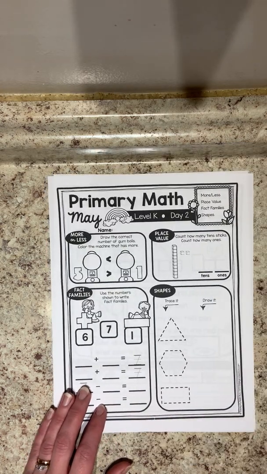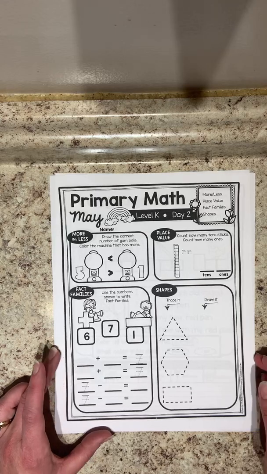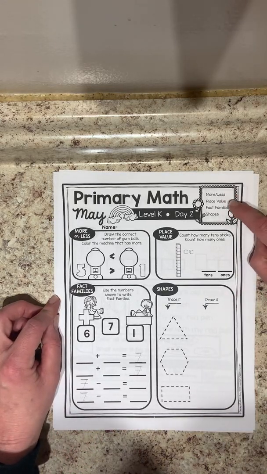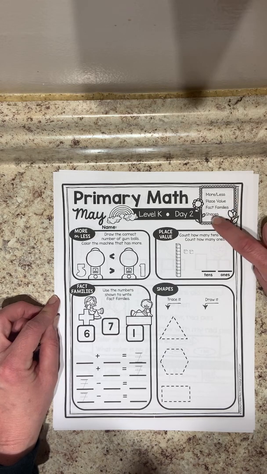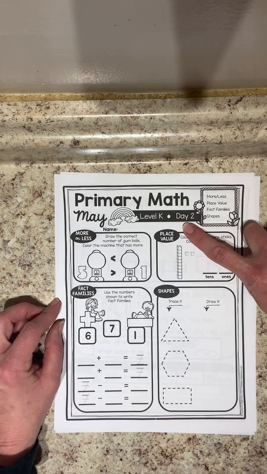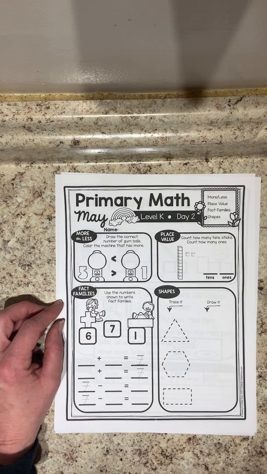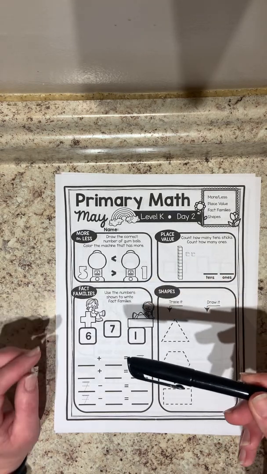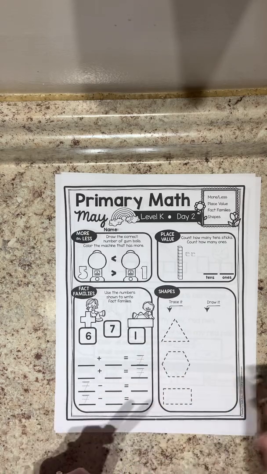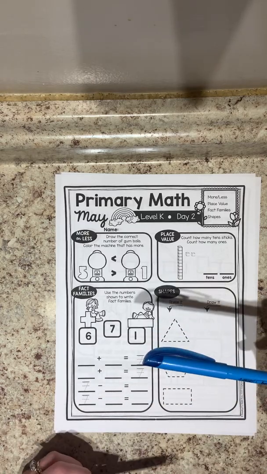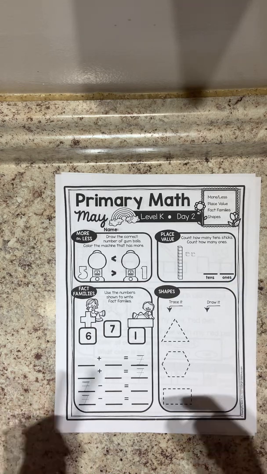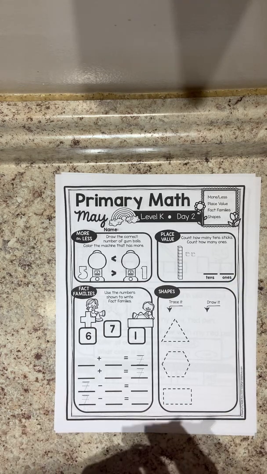So for math this morning, it's similar to what we did yesterday, and we're going to work on more or less, place value, fact families, and shapes. I see this is day 2. Make sure yours says day 2 as well. Today I'm going to use a marker because I'm thinking the pencil didn't show up as good. So I'm going to use a black marker, and I also have a blue marker because on our writing page it asks us to color some things blue. So I got blue out today.